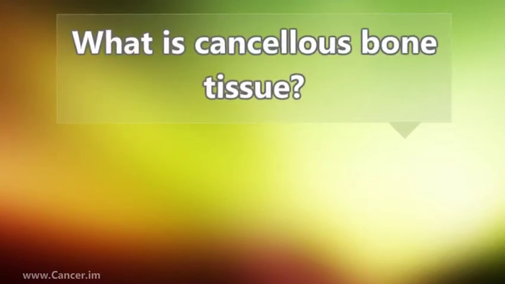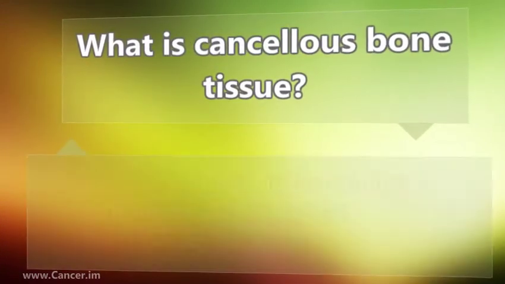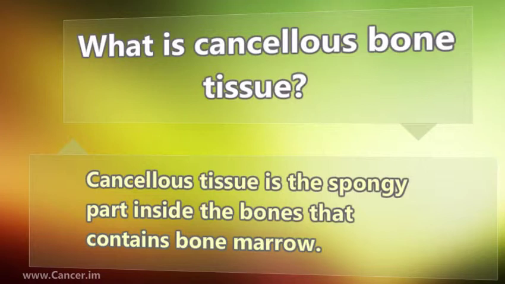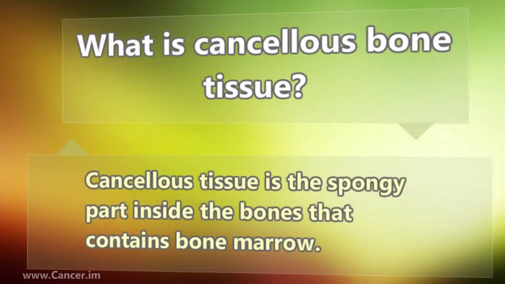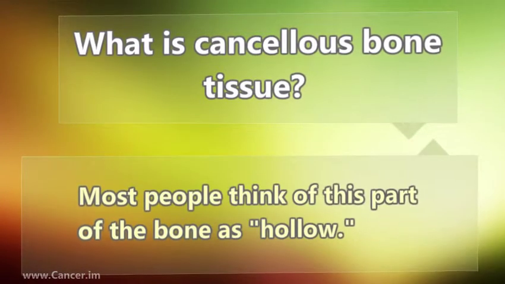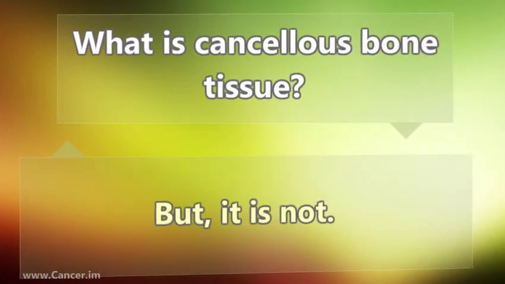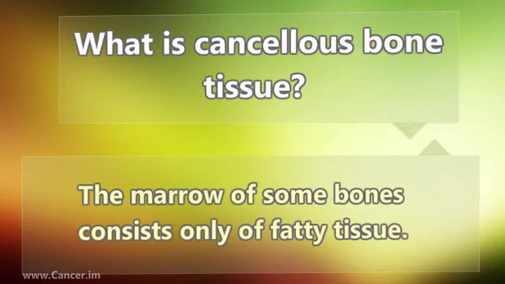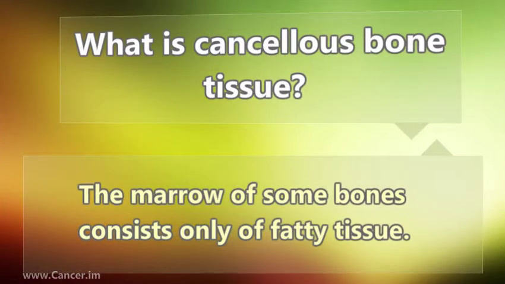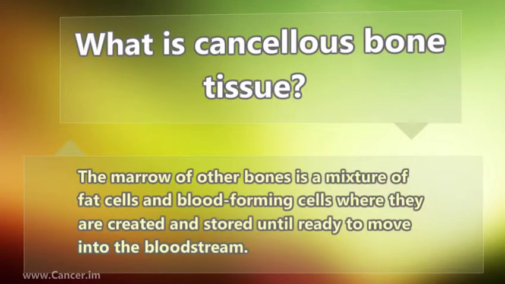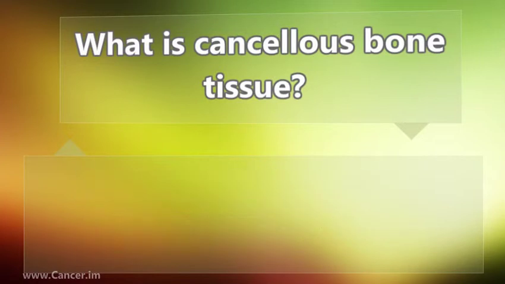What is cancellous bone tissue? Cancellous tissue is the spongy part inside the bones that contains bone marrow. Most people think of this part of the bone as hollow, but it is not. The marrow of some bones consists only of fatty tissue. The marrow of other bones is a mixture of fat cells and blood-forming cells where they are created and stored until ready to move into the bloodstream.